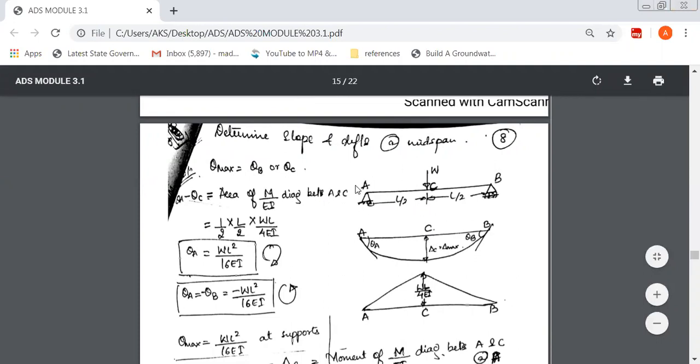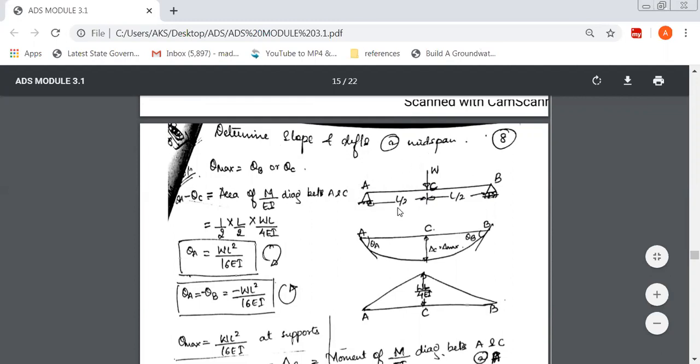This is a simply supported beam in which one end is hinged and the other end has a roller, and there is a point load at the center, point C, placed exactly at half the distance, that is L by 2 and L by 2. The question is: determine the slope and deflection at the mid span. That means you are supposed to find the deflection at C.